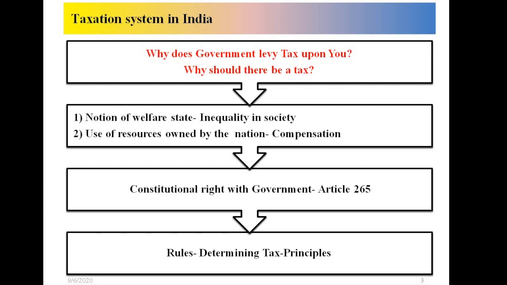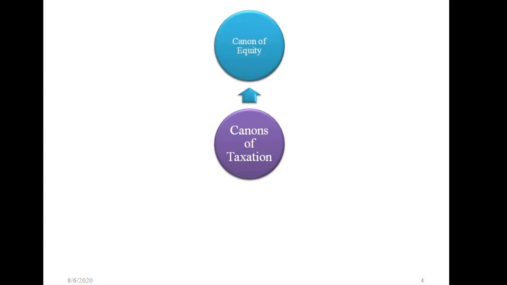So these tax principles are generally called the canons of taxation. Canon of taxation means the principles of taxation. And the first canon is the canon of equity. What does this canon of equity mean? Canon of equity means tax according to ability. If the person is rich, he has to pay higher tax. If the person is poor, then he has to pay lesser taxes. This is generally called a progressive tax system. So in India, there is a progressive taxation system.